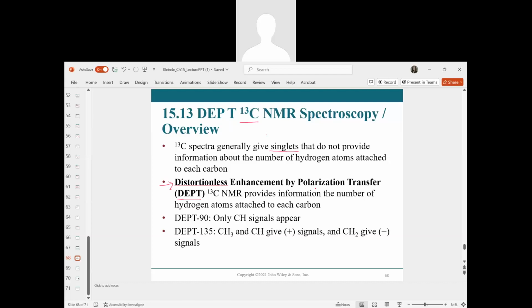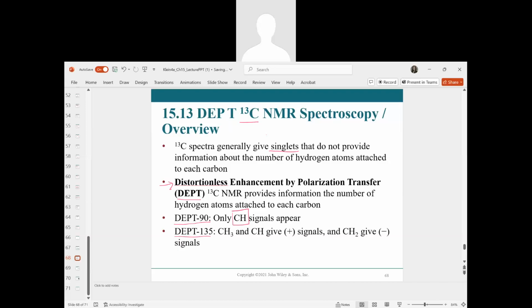So we know the shift, and we have each distinct carbon producing a signal, but without another type of spectroscopy, specifically this distortionless enhancement by polarization transfer technique here, we can elucidate using different angles. So we can see with DEPT 90, we can have a signal appear for our CH here. So carbons with that single proton.